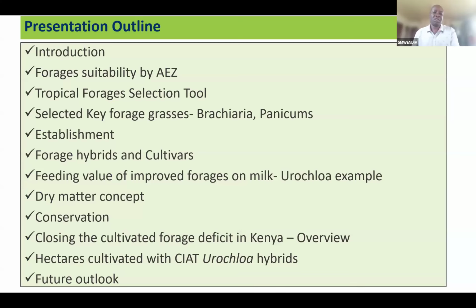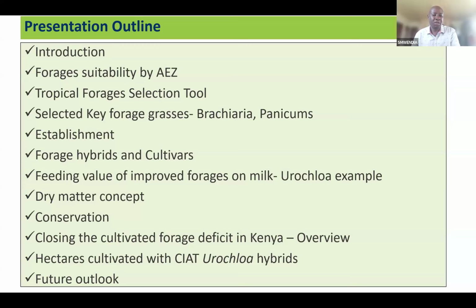To do that, I have given you a snapshot of what I'll go through. I'll give a bit of introduction, and look at forage suitability, especially for the grasses by agroecological zones. We shall also look at a tropical forages tool. It's a tool that is online and free that you can use to select forages depending on where you are, not just for grasses, but also including legumes.